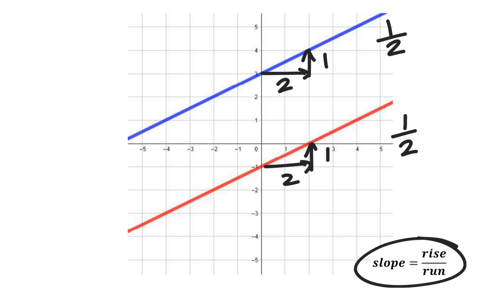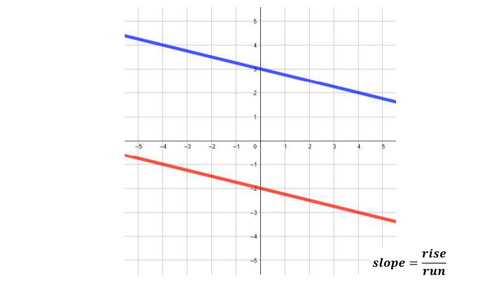You'll immediately notice that the slope of the blue line and the slope of the red line are exactly the same. So is it possible that parallel lines have the same slope? We'll have to check to see if this is true.